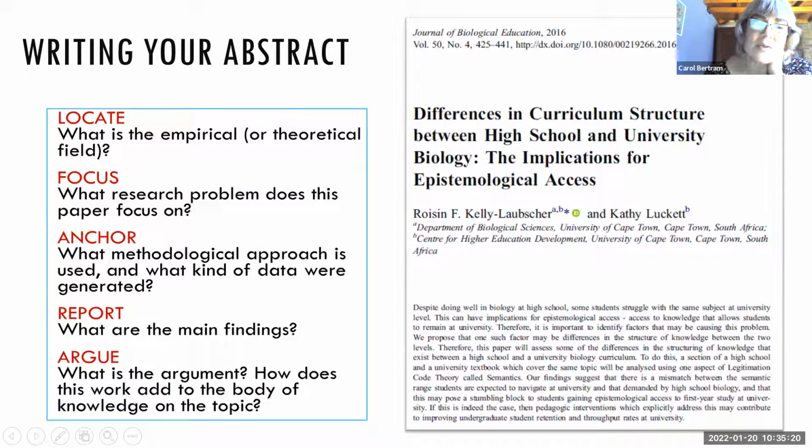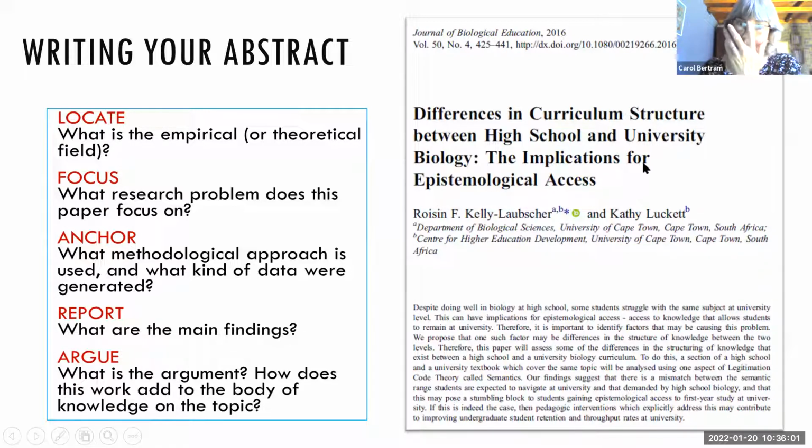Kamler and Thompson also argue that it can be helpful to write your abstract first. Not everybody agrees with that, but they give what I found a really helpful way of structuring your abstract. It says, okay, what is this paper? Locate your paper in a particular empirical or theoretical field and show what the research problem is, before you then say, this is my methodological approach, and what are the findings and the argument.